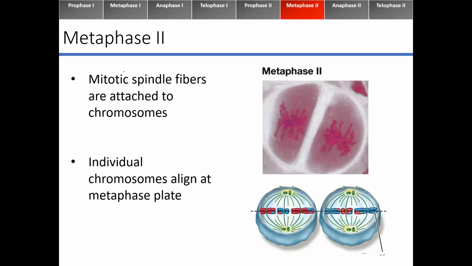Metaphase, again, they're going to do the exact same thing. They're going to meet in the middle. In this case, you can see the middles are right over here. And then those individual chromosomes are going to line up at the metaphase plate. Again, you can see that right over here, right in the middle.